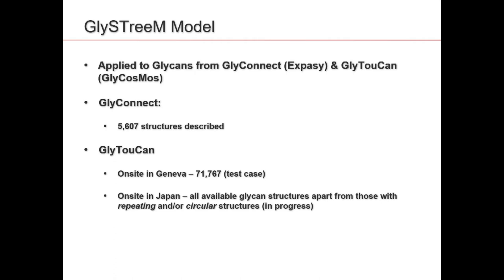And this also allowed us both GlyCosmos, I should say. GlyCan is the repository, GlyCosmos is the portal. GlyCosmos and GlyConnect both have search facilities based on this model. The GlyConnect one is GlycoQL, and in GlyCosmos you can go to their glycan search. I also want to mention that this is ongoing work because we don't currently cover glycan structures with repeating units such as GAGs.